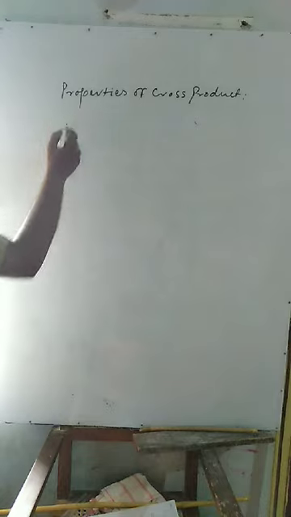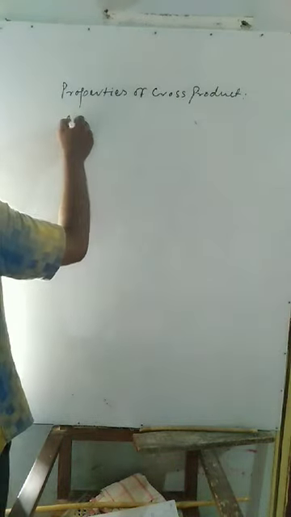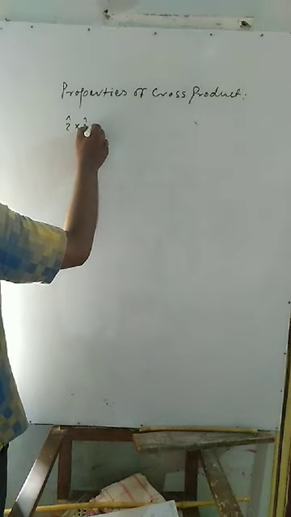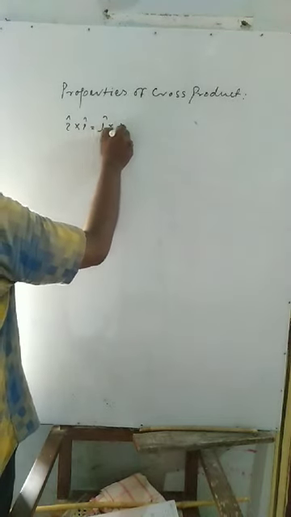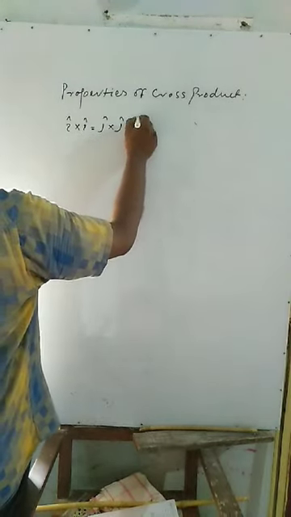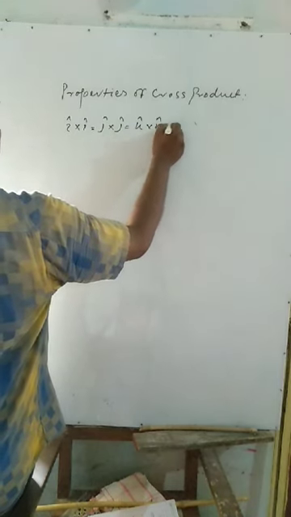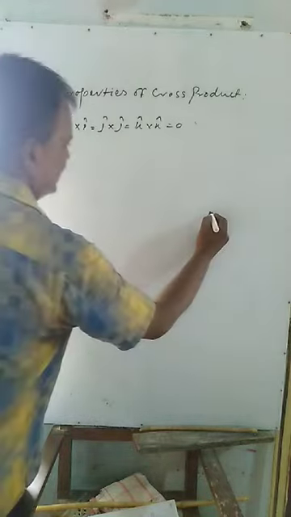Suppose i cap, j cap, k cap are the three unit vectors. i cap cross i cap is equal to j cap cross j cap is equal to k cap cross k cap, which equals 0. That means the cross product of similar vectors is equal to 0. But in the case of the dot product, the dot product is 1. Here the cross product is equal to 0.